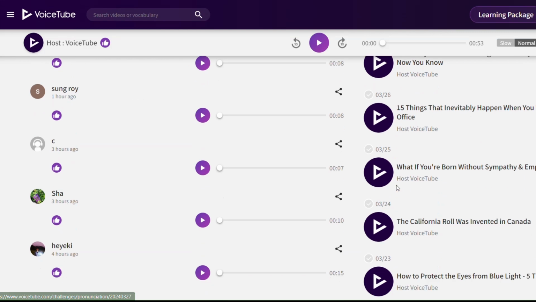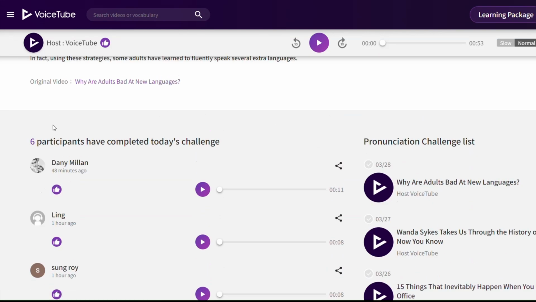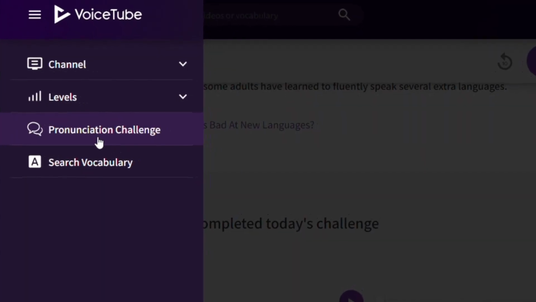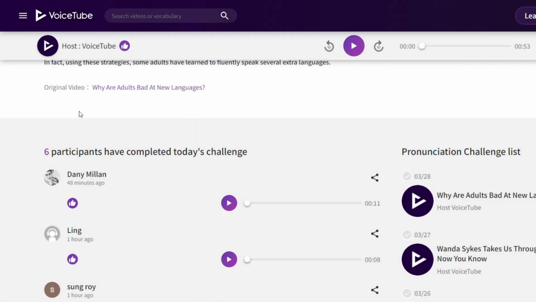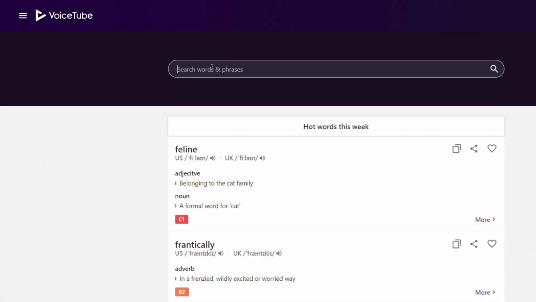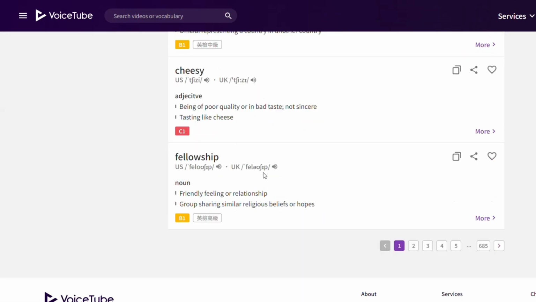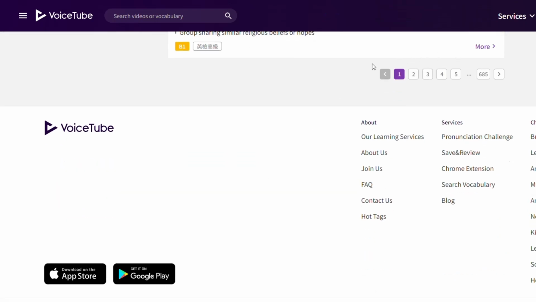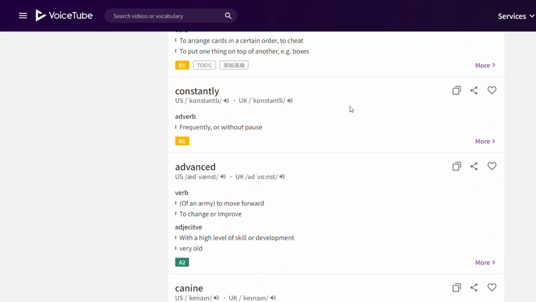All right. Very good. Now we go for another function right here, vocabulary. This one is so astonishing and I think this one can be helpful for you. You can see we have the hot words today and there are a lot of pages in this, maybe over 685 pages of vocabulary for you to learn.